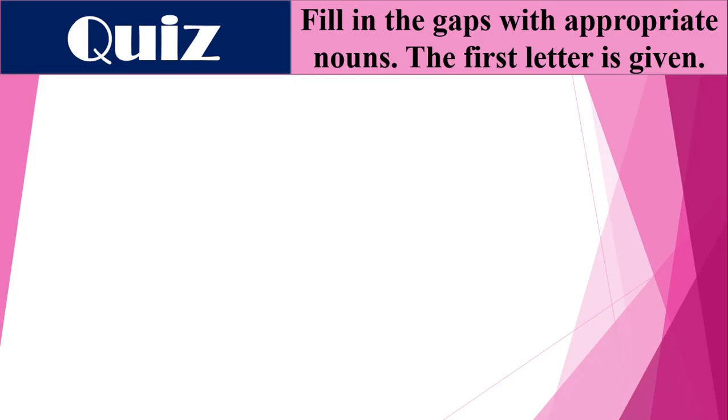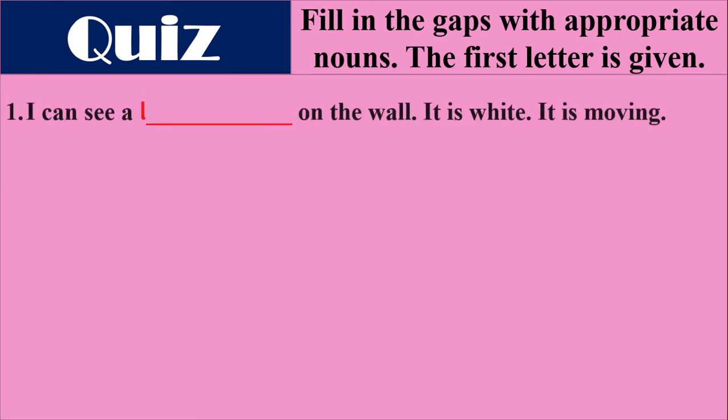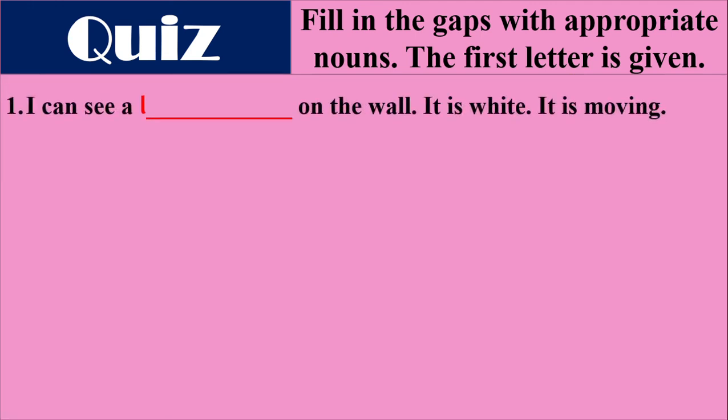Now I'm going to offer you a quiz. You have to fill in the gaps with appropriate nouns. The first letter is given. Okay? The first letter is given. Here you see, I can see a dash on the wall. It's white, it's moving. So I can see a dash. The answer, the first letter of the answer is L.